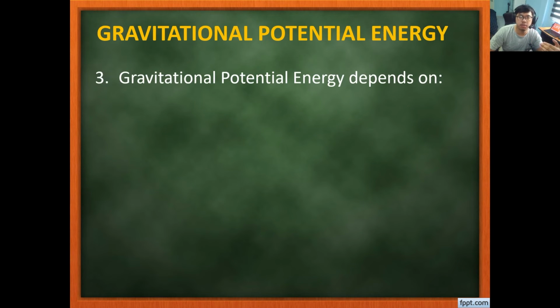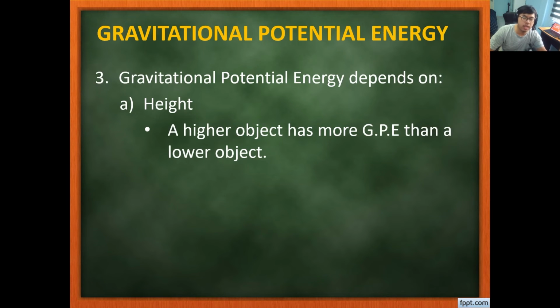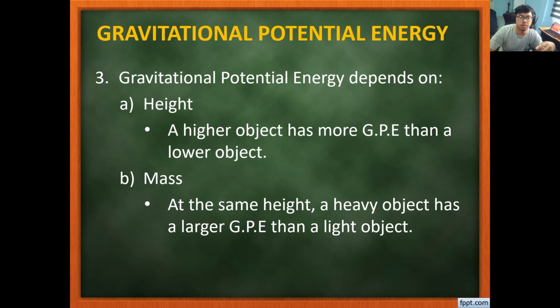Now, gravitational potential energy also depends on two things. One is the height. If the object is higher, it has more gravitational potential energy than a lower object. And the other thing that gravitational potential energy depends on is the mass. A heavy object has a larger gravitational potential energy than a lighter object.